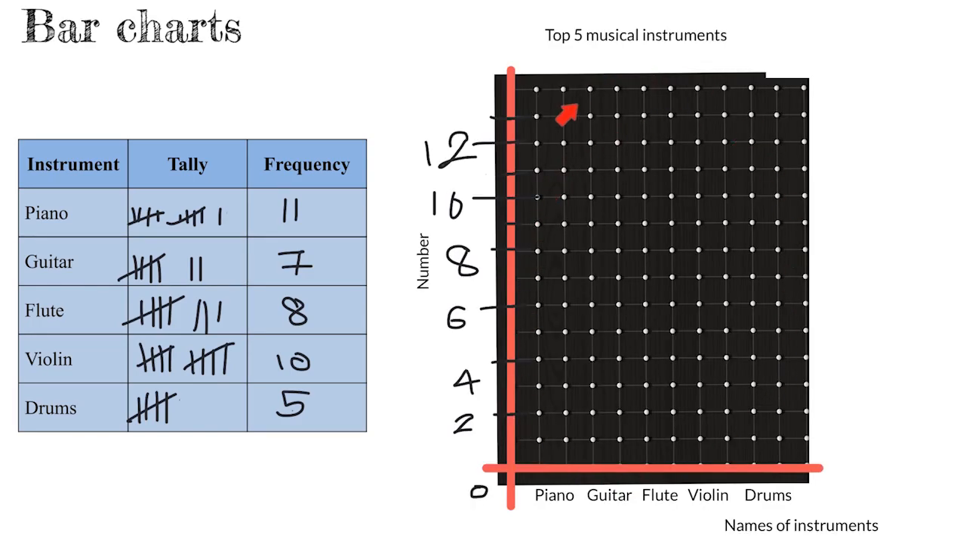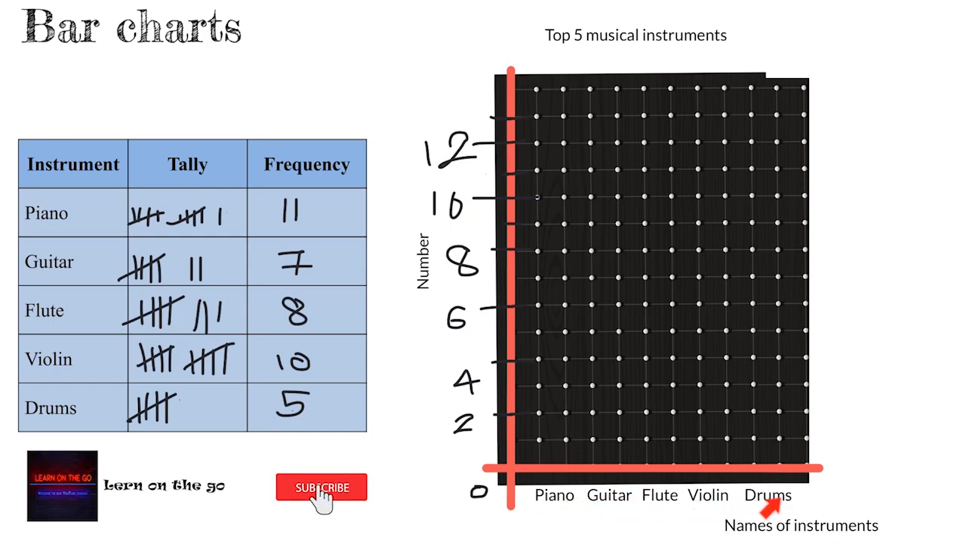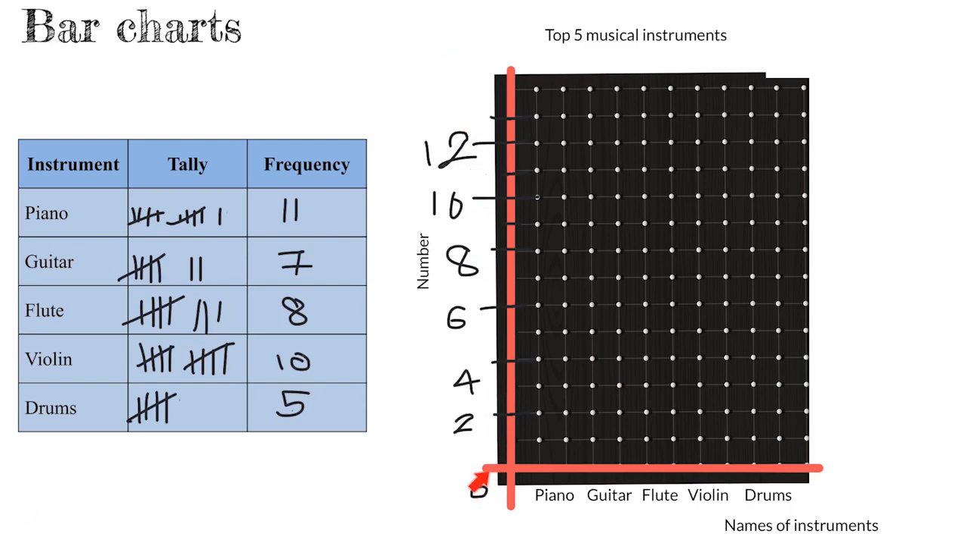This is how a bar chart looks like. Our bar chart should always have a title. So the title is Top 5 Musical Instruments. There is a vertical axis and a horizontal axis. What do we have in the horizontal axis? We have the names of the instruments, which are piano, guitar, flute, violin, and drums. Now, in our vertical axis, we have the number of people who liked each type of instrument.